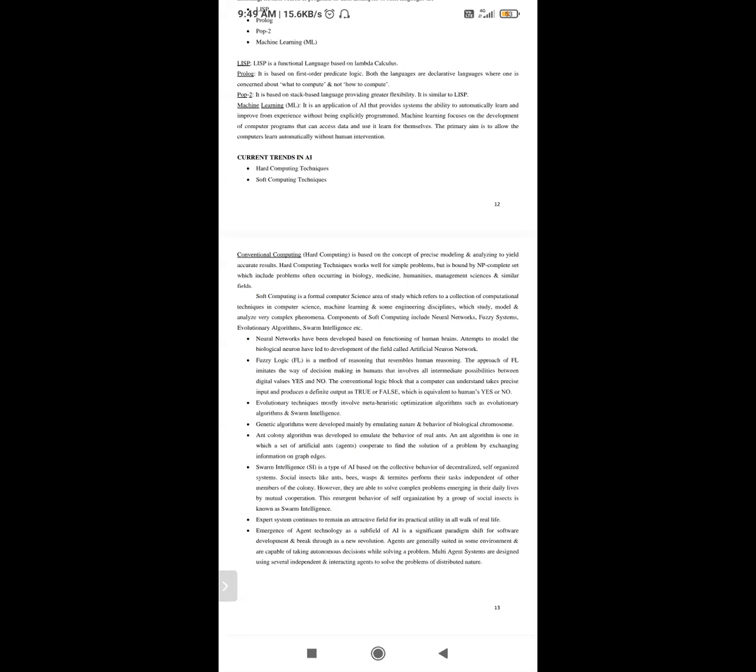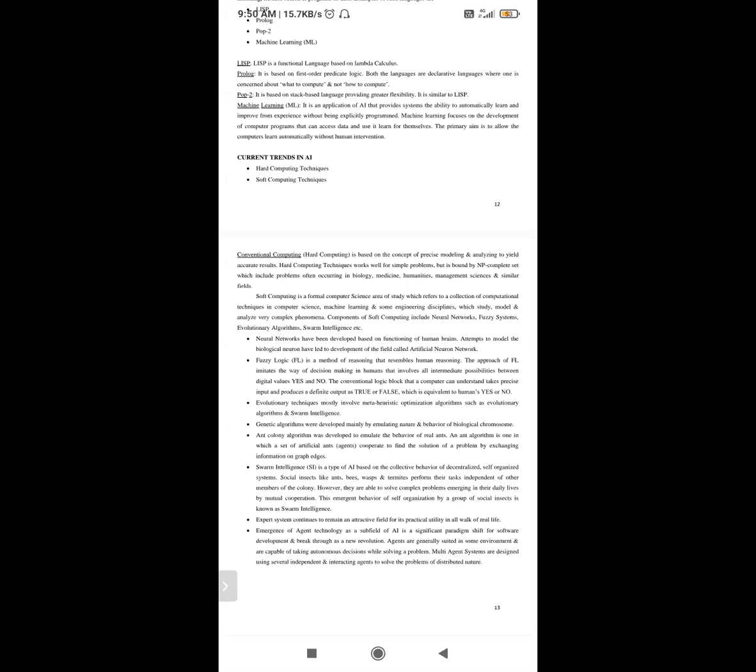Coming to the next one, fuzzy logic. Fuzzy logic is a method of reasoning that resembles human reasoning. That means for each and everything, there should be a reason: how it is done and why it is done like that. The approach of fuzzy logic imitates the way of decision making in humans that involves all intermediate possibilities between the digital values yes and no. If that is possible, then yes. If that is not possible, no.